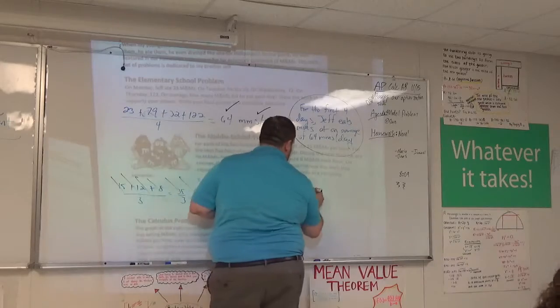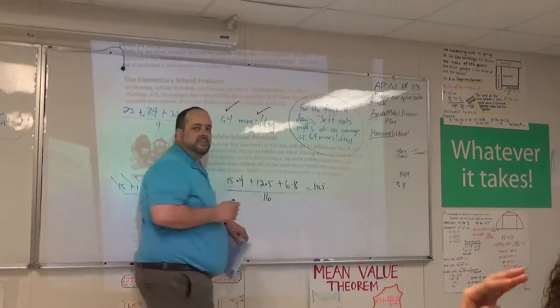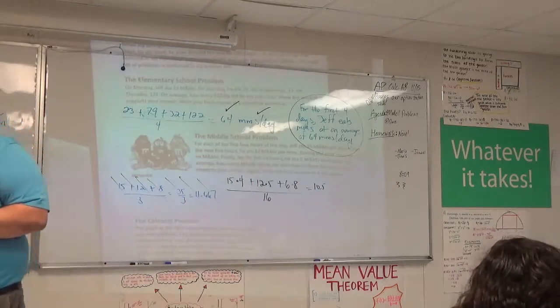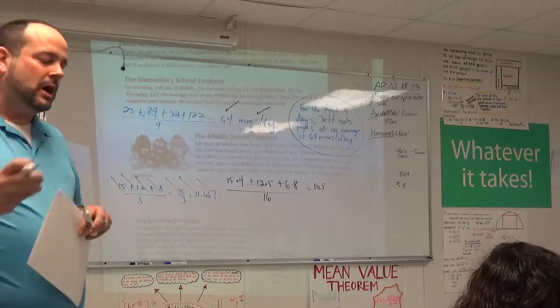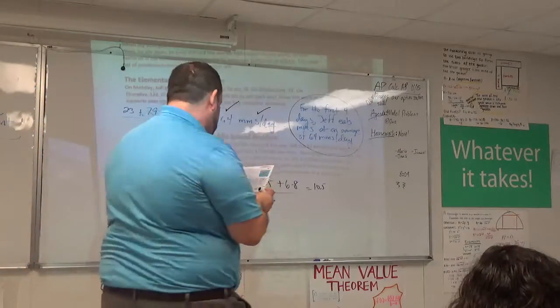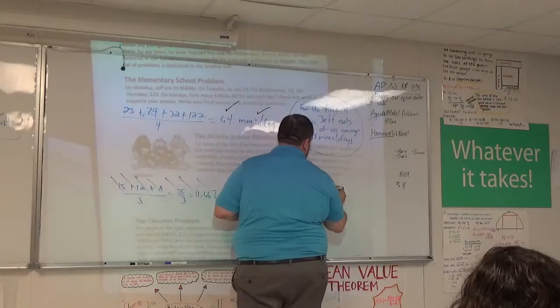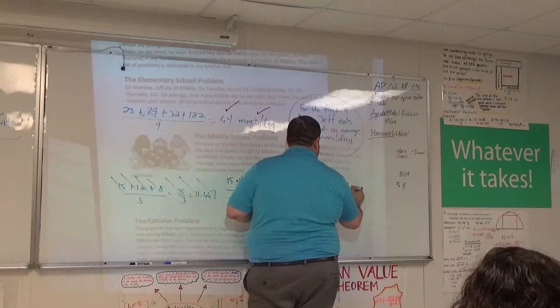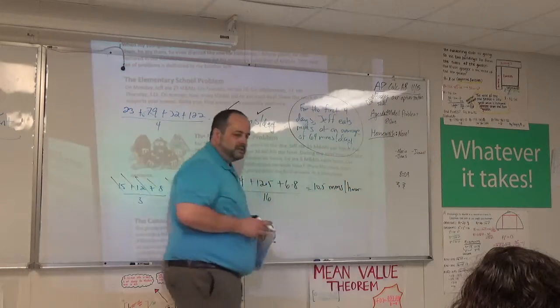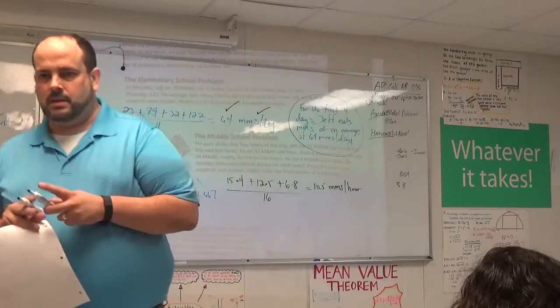If you do that one right, 10.5. Okay, 10.5 is the number. I care about the sentence and I care about the units. So 10.5 M&Ms per hour. Take a minute, get me that perfect sentence.